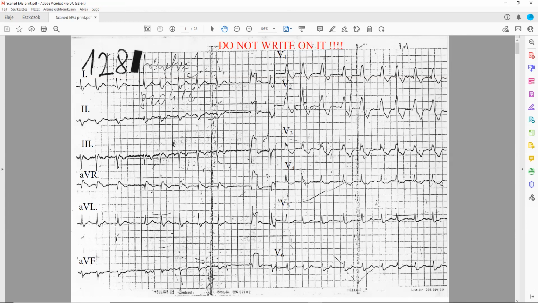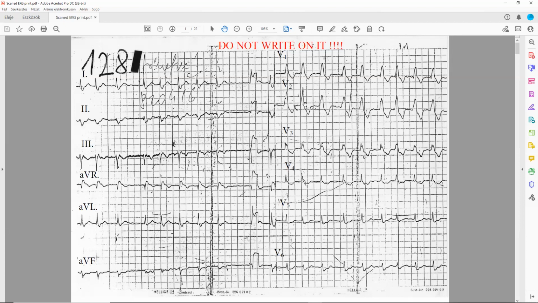Where you see a wide R wave, that means that part of the ventricle was activated later because the ventricle activation time is elongated. Where can you see the wide R wave here? In V1 or in V6? V1. So that's a right bundle branch block.